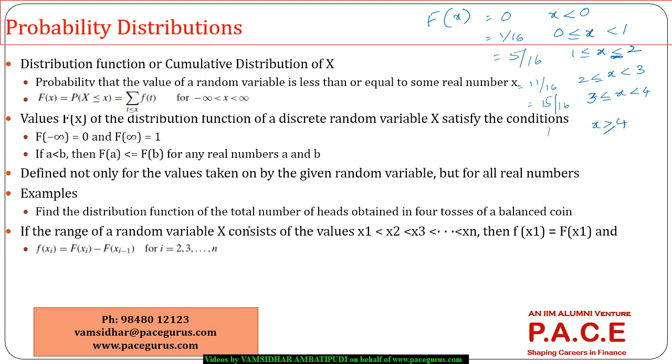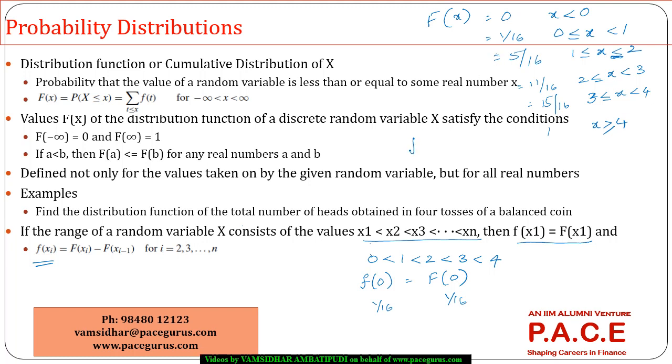If the range of the random variable X consists of x1 less than x2 less than x3 and so on, here for the toss of a coin, x1 is 0, and 0 less than 1 less than 2 less than 3 less than 4. Then f(0) is equal to capital F(0). This is what we got: f(0) was 1 by 16, and capital F(0) we have also given as 1 by 16. Then I can very well find out the remaining things from here.